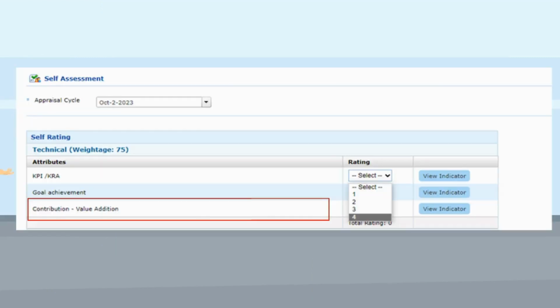If you have one contribution for the entire year, then the self-rating score will be 3. Here you can rate yourself between 1 to 3 depending on the weightage of the contribution. And if you have more than 2 contributions in the entire year, then it is considered exceptional, wherein the rating to be submitted is 4.